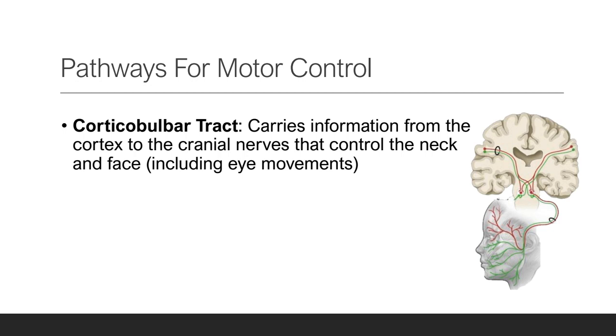So this is the corticobulbar tract. This is a tract that carries information from the cortex down to the cranial nerves that control the neck and the face, including eye movements. So this tract bypasses the spinal cord.